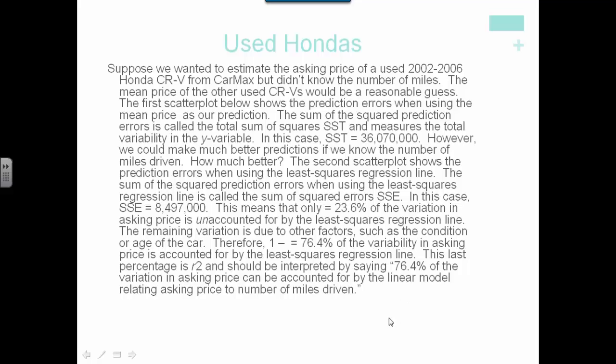Here's another example. Again, going back to what we had, they give us the values of the SSE and the SST, and therefore we can figure out our answer as a percentage, which at the end we get 76.4% of variation in asking price is accounted for by the linear model relating asking price to number of miles driven.